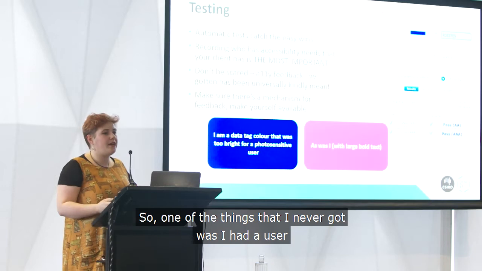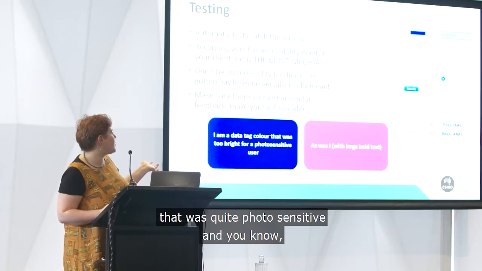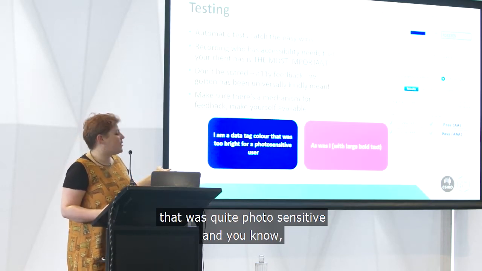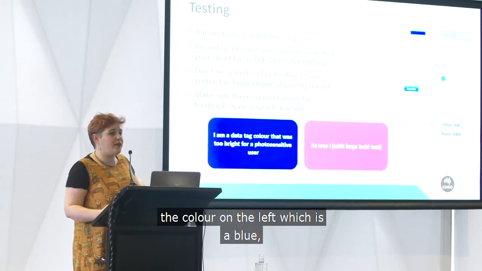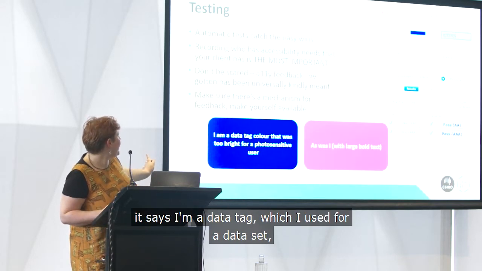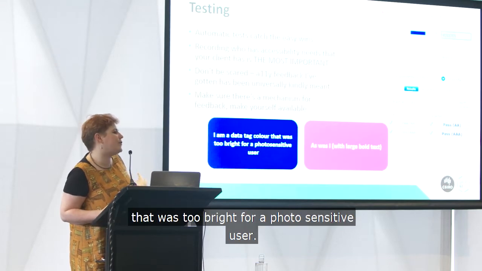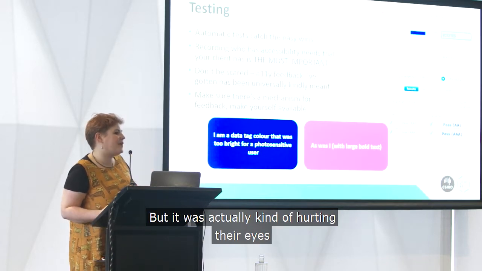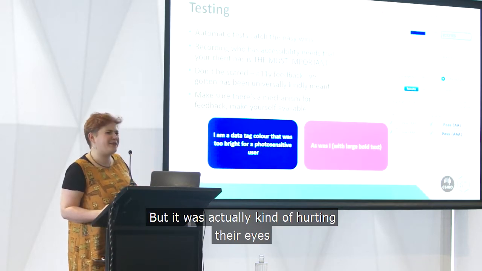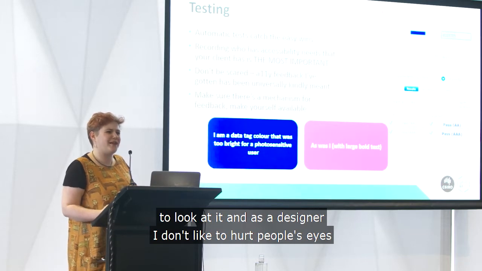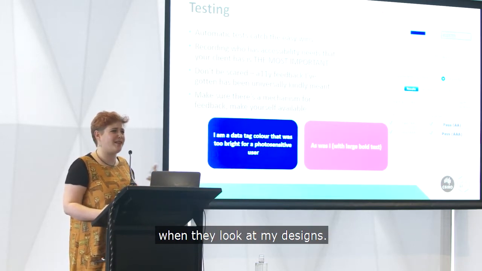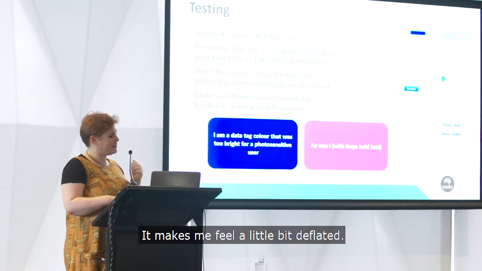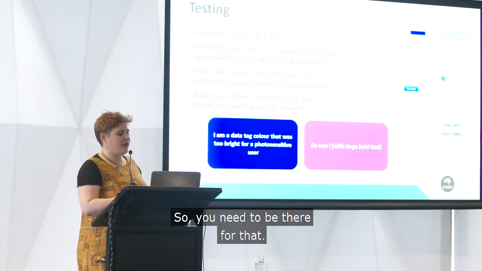One of the things that I never got was, I had a user that was quite photosensitive. The color on the left, which is a blue, says I'm a data tag, which I use for a data set, and that was too bright for a photosensitive user. But as you can see in my contrast analyzer, it passed with flying colors. But it was actually kind of hurting their eyes to look at it. And as a designer, I don't like to hurt people's eyes when they look at my designs. It makes me feel a little bit deflated. So you need to be there for that.